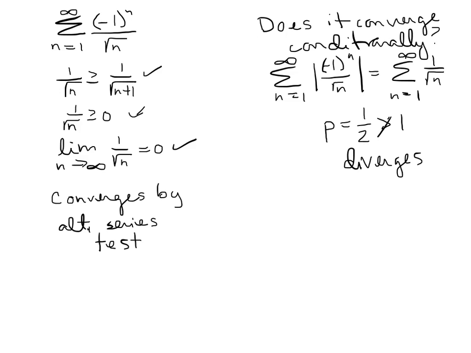So does it converge conditionally? Yes. It is conditionally convergent. If that -1 to the n was not there, it would diverge. Okay.